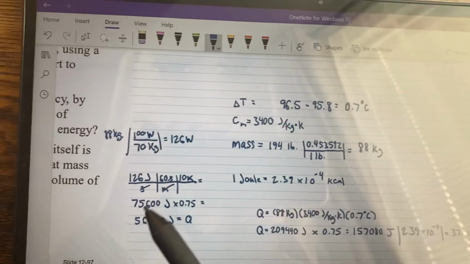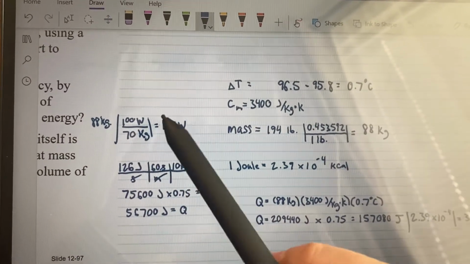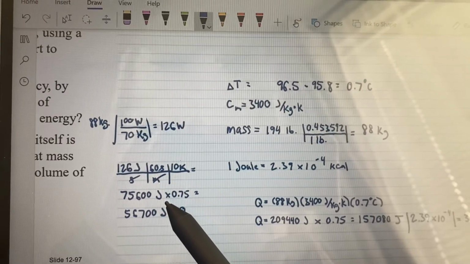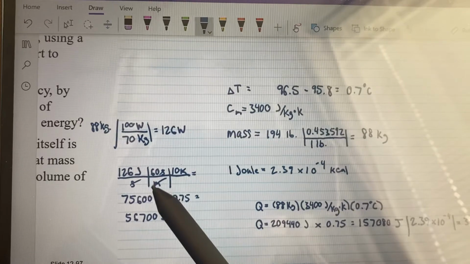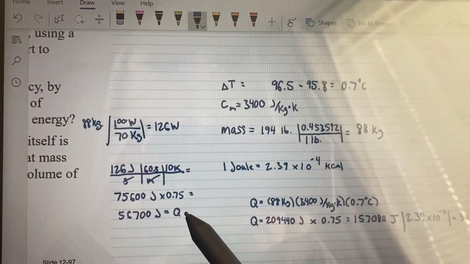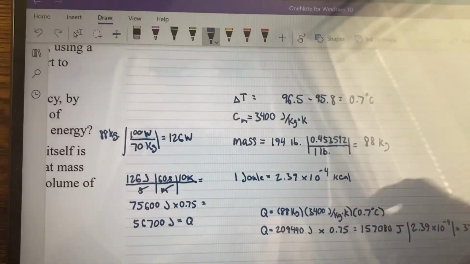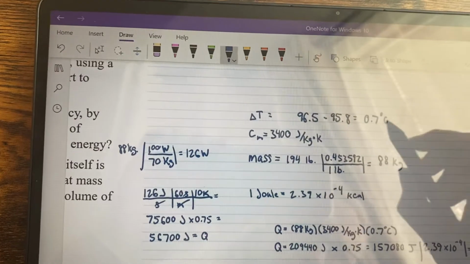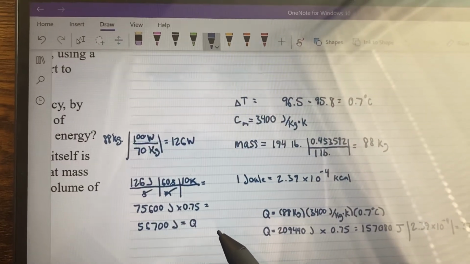On this side, I did it the other way that we had been doing it. I did my watts, and then I went straight from watts to joules for 10 minutes. And that ended up showing me, I didn't actually write it down, around 13 kilocalories, which I thought was interesting.